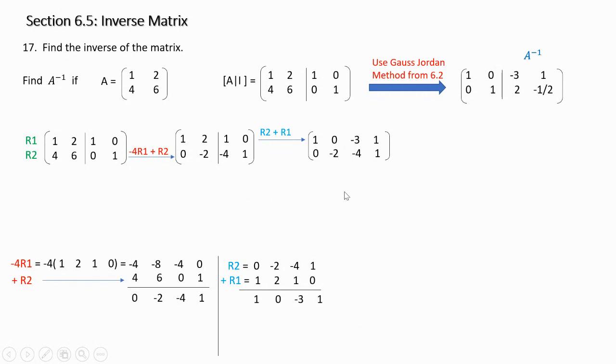But check this out. This has to be a 1, right? So now we multiply by -1/2 because with matrix, guys, we don't divide. We multiply by the reciprocal. So that's why the reciprocal of -2 is -1/2. So we multiply -1/2 times every term there. So -1/2 times 0 will give me a 0. -1/2 times -2 will give me a 1. -1/2 times -4 will give us a 2. -1/2 times 1 will give us a -1/2. So guess what, guys? There's my inverse. Okay.